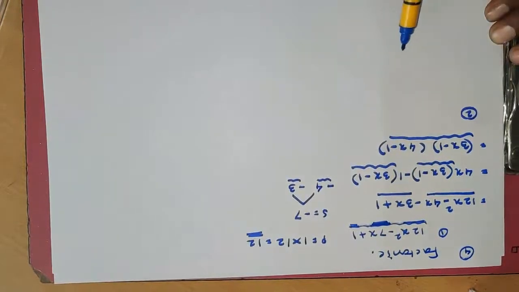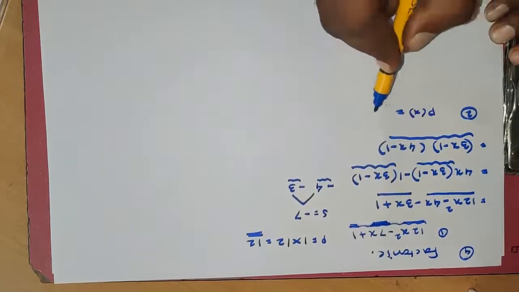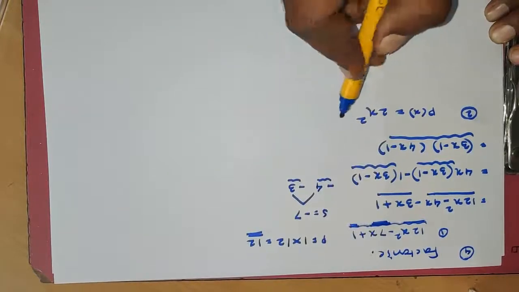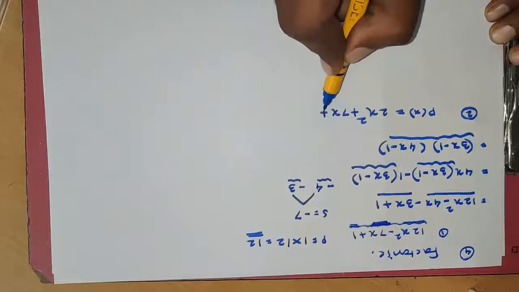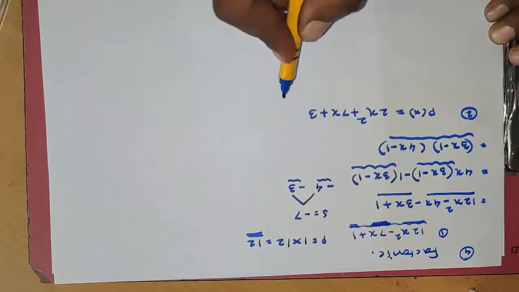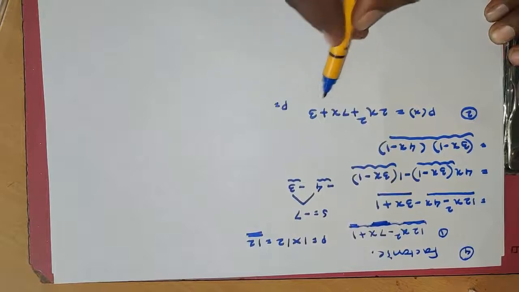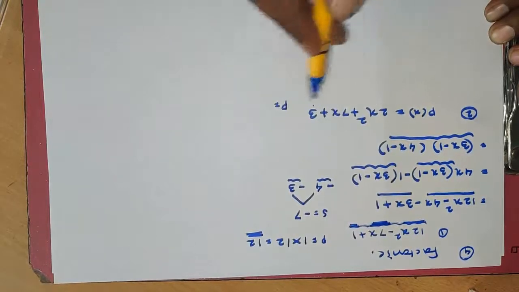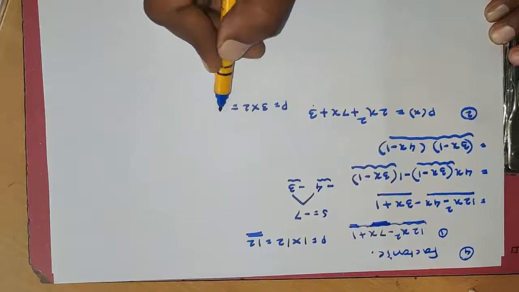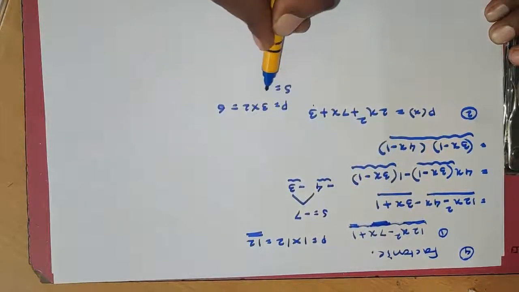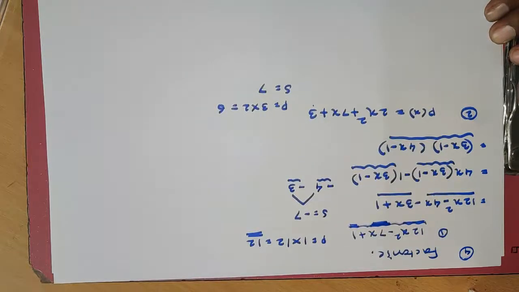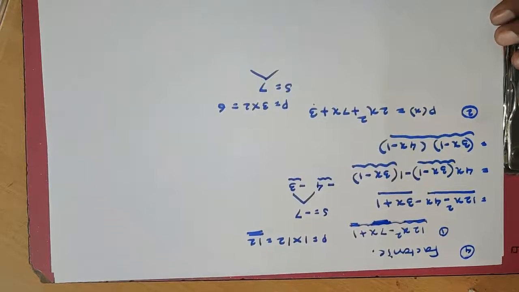We'll take the second example, that is 2x square plus 7x plus 3. So the product will be here, the last term is 3 and the coefficient of x square is 2. So 3 into 2 is equal to 6, and the sum will be plus 7. Now we want two such numbers whose product will be plus 6 and sum will be plus 7.